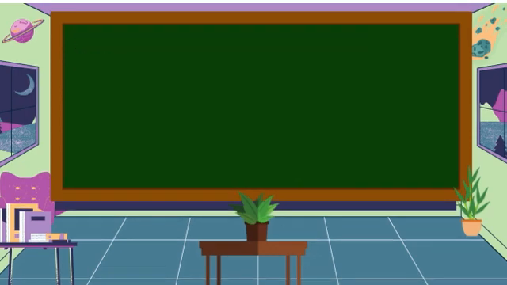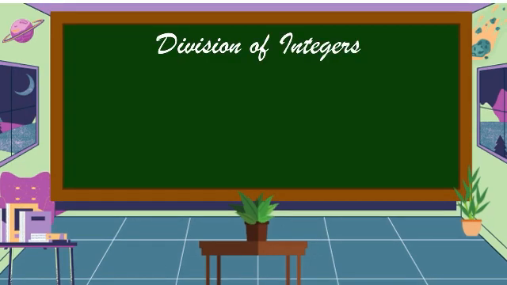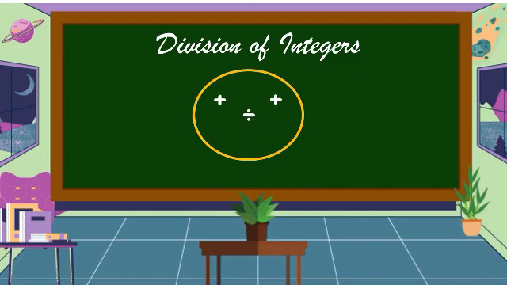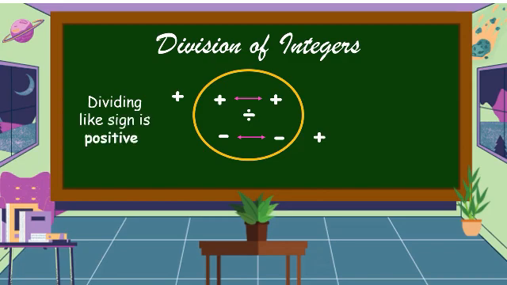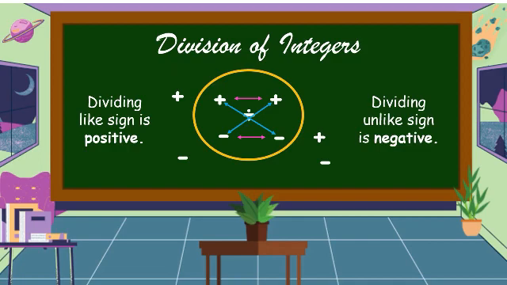And lastly, we're going to proceed with the division of integers. Now, we're going to consider this rule. Positive divided by positive, the answer is positive. Negative divided by negative, the answer is positive. Dividing like sign is positive. Then positive divided by negative, the answer is negative. Negative divided by positive, the answer is negative. Dividing unlike sign is negative.